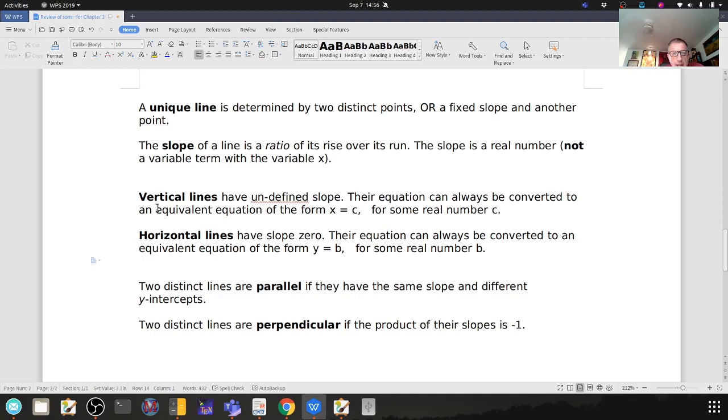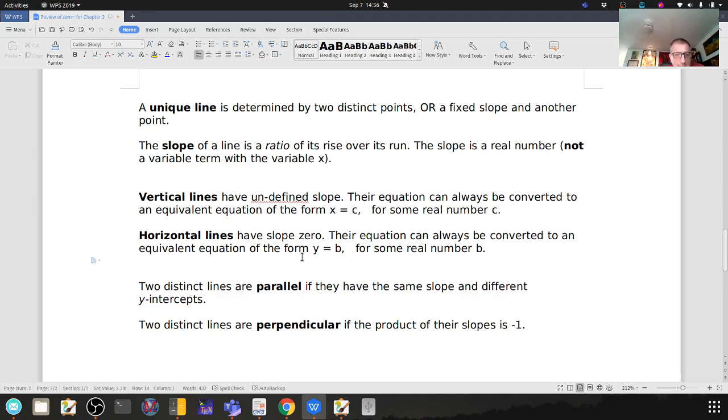So vertical lines have undefined slope, and we'll see why that is, I think, today. Yeah, we'll actually see here in just a second. The equation of a vertical line can always be converted to an equivalent equation of the form x is equal to c for some real number c. And if you find that real number c on the x-axis and draw a vertical line through that number on the x-axis, then that's your vertical line.